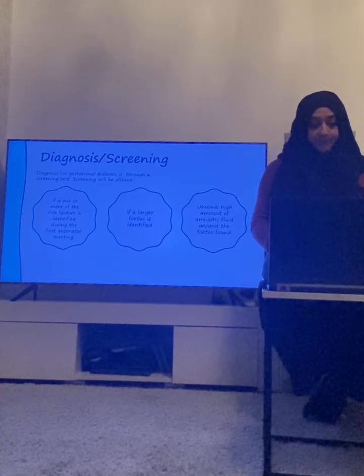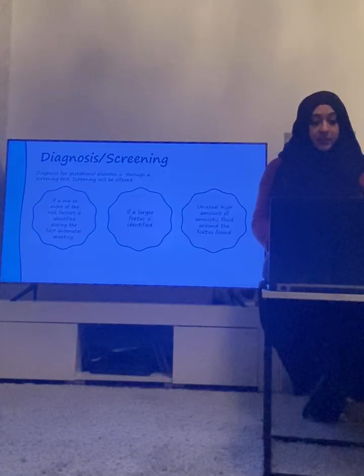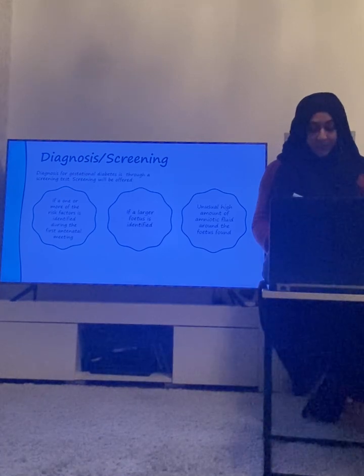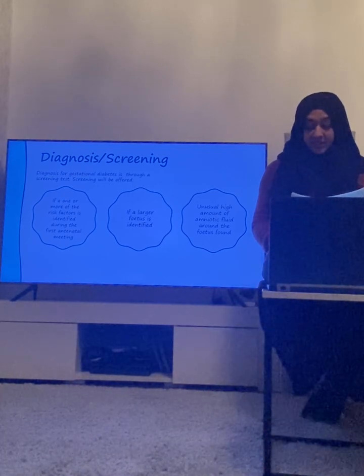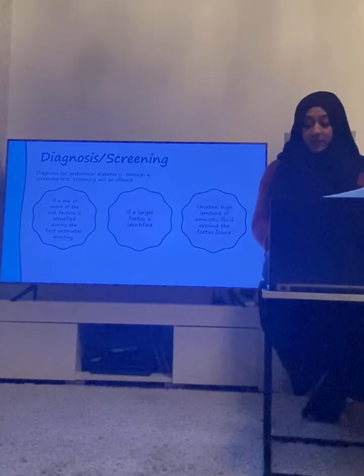Diagnosis and screening. Diagnosis for gestational diabetes is through a screening test, and screening will be offered if one or more of the risk factors is identified during the first antenatal meeting. This is usually 8 to 12 weeks through a series of questions.